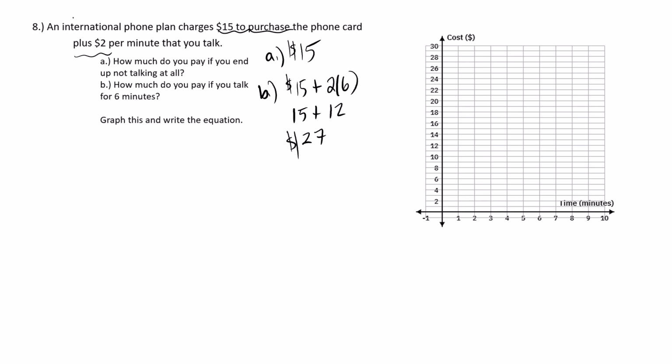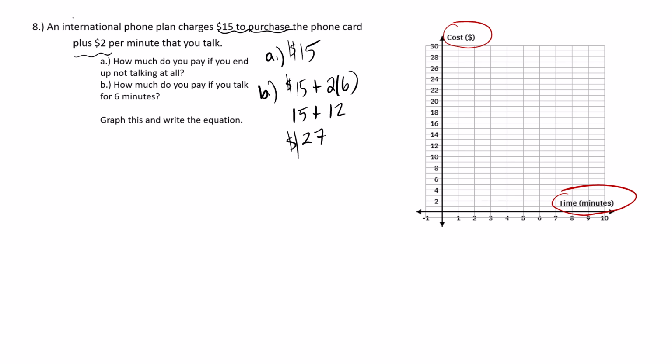So I have the graph set up. Notice that we have it labeled. So we're putting the cost on the y-axis, that is our dependent variable, and our time in minutes is going on the x-axis, that is what's called our independent variable.